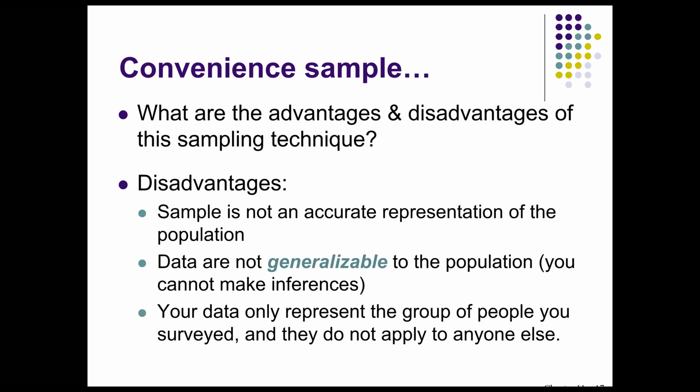You can't say, oh, I find that CSUN students think this, or they're like this, or they have this characteristic. You can't make that statement. You cannot generalize about the larger CSUN student population with a convenient sample. Your data only represent the group of people that you surveyed, and they don't apply to anybody else.